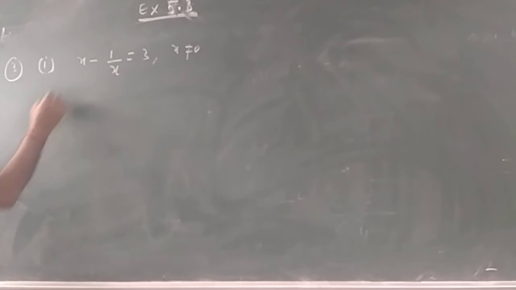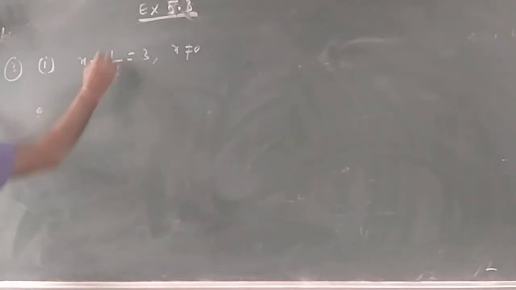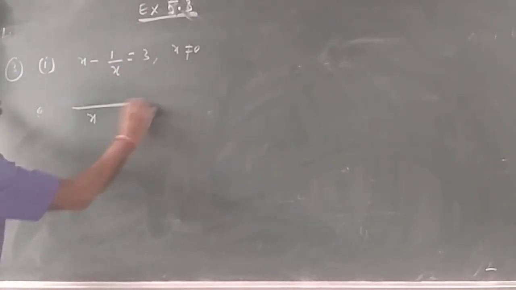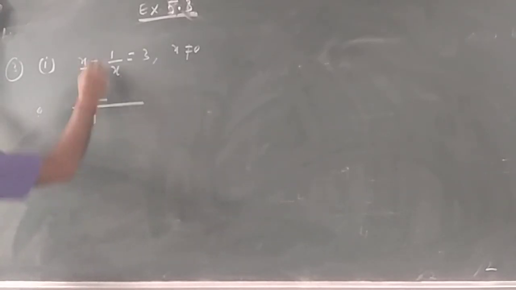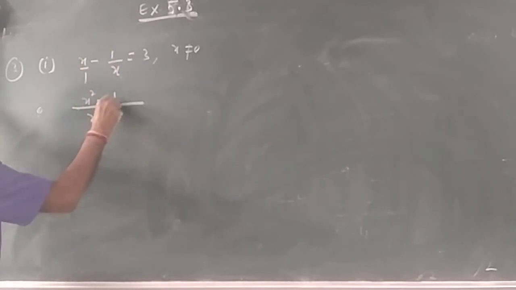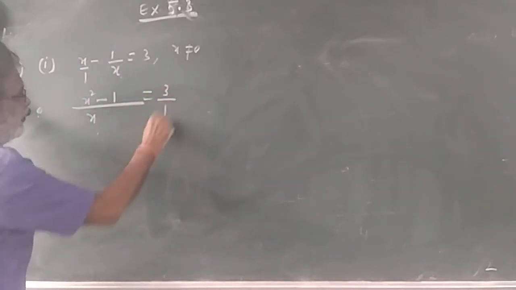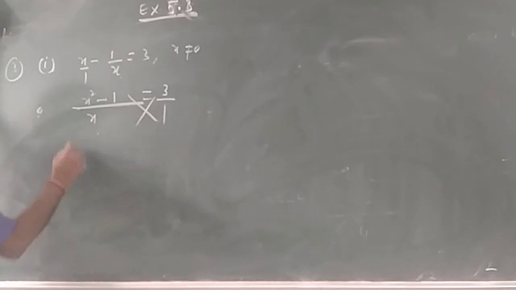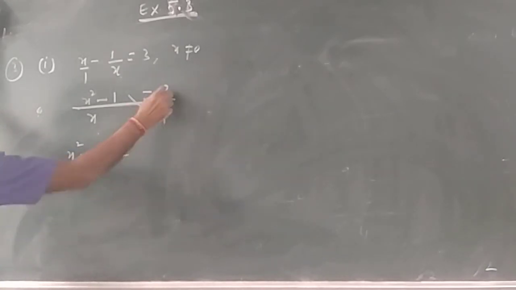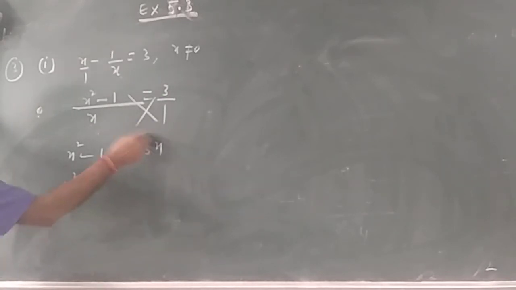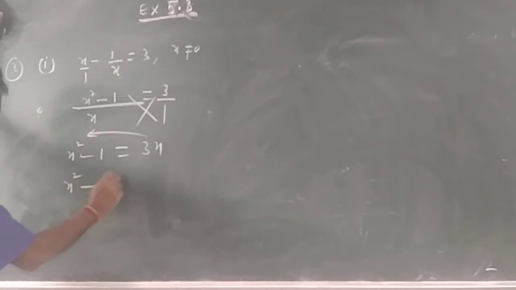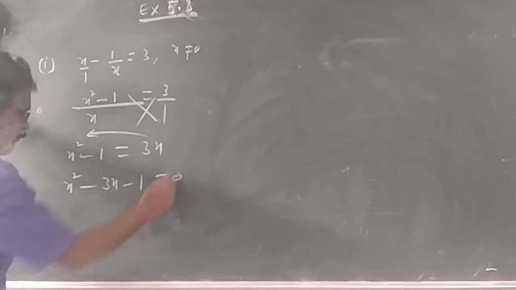So what you have to do is, it is in fraction form. x minus 1 by x equal to, take the LCM. LCM is x. Then x into x is x square, minus 1. So x square minus 1 by x is equal to 3. So x square minus 1 is equal to 3x. Shift to the left side: x square minus 3x minus 1 equal to 0.